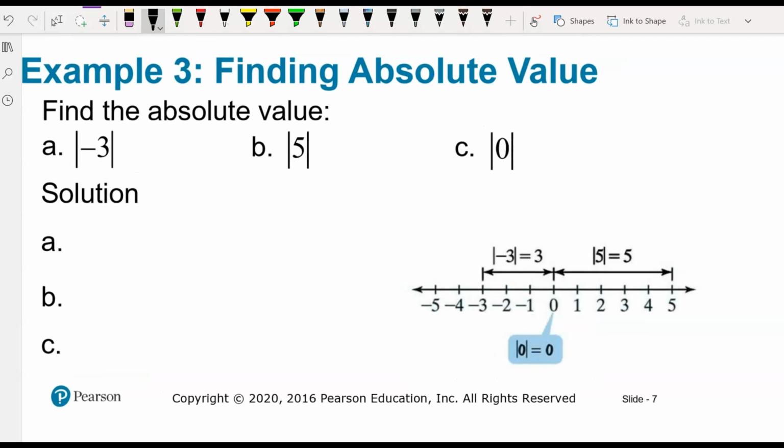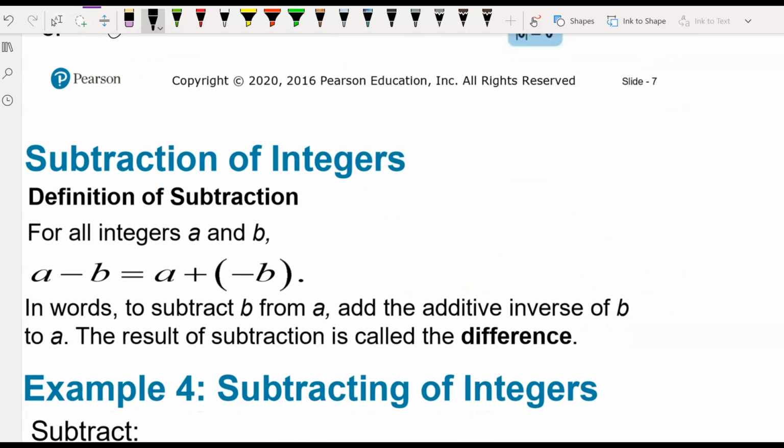Looking at that first example, the absolute value of -3 is going to be 3. Absolute value of 5 is 5. And then absolute value of 0 is 0. So if it's already positive, it will keep it positive. It won't change it. If it's negative, then it will change it to positive. It changes that sign.